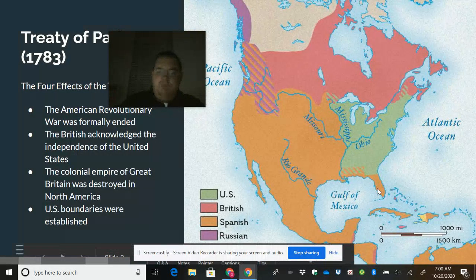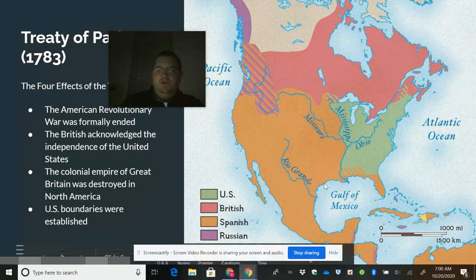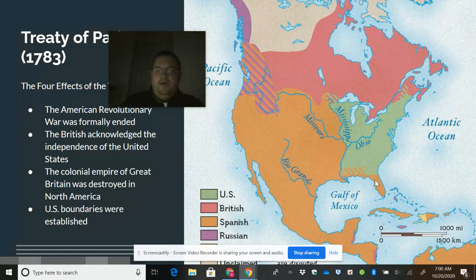Then Spain held on to Florida. Later on in our history, we have the Louisiana Purchase, which gives us a large portion of this land from Spain. But that happened later on. So the United States is starting to take form, but it's obviously not even close to what it is today.